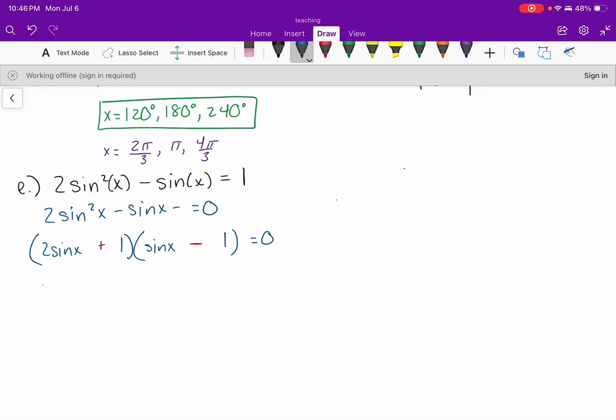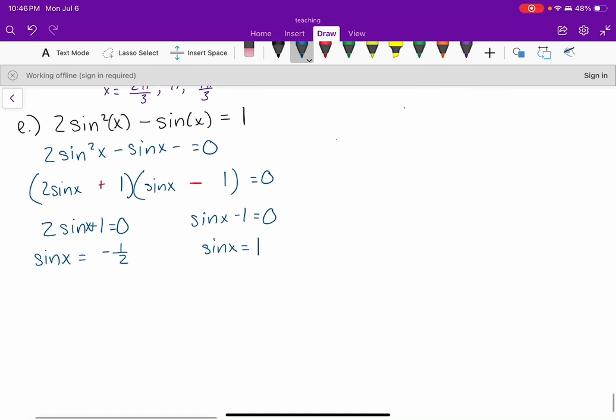All right, so now I'll set each equation equal to 0. Oh, I missed my x right here. Don't do that. Bad notation. So then I have sine x equals negative 1/2, and sine x equals 1. Sine x equaling negative 1/2: my reference here is 30 degrees. And sine is negative in quadrants 3 and 4. So my quadrant 3 answer would be 210. My quadrant 4 answer would be 330.